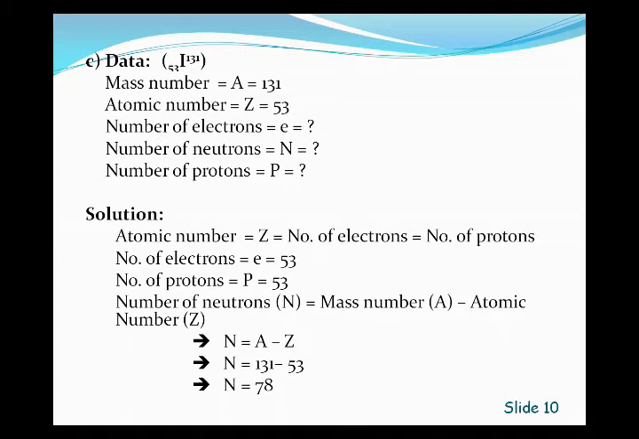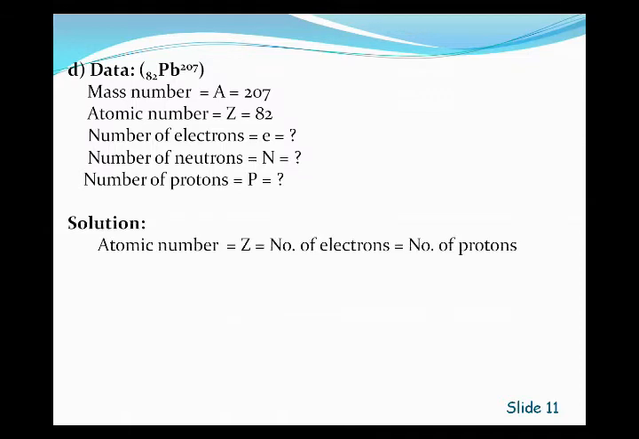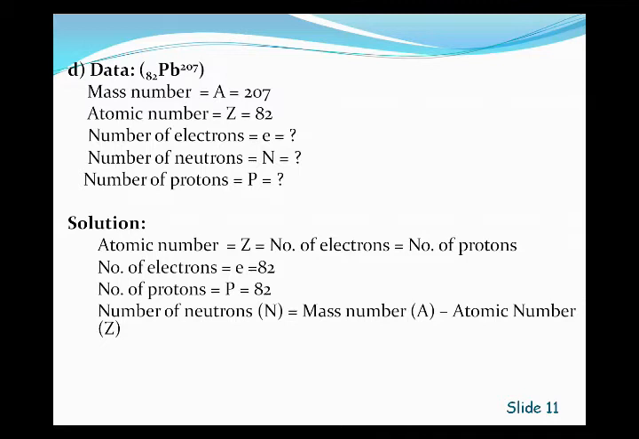Number of protons is 53, number of electrons is 53, and the neutrons are 78. So next, we have Pb with mass number 207 and atomic number 82. So the atomic number is 82, and we will find the number of electrons, neutrons and protons with the help of a formula. Atomic number is equal to the number of electrons and protons. So the number of electrons is 82, the number of protons is 82, and we will find the number of neutrons: mass number minus atomic number. So 207 minus 82, then we will get 125. So the number of neutrons is 125.